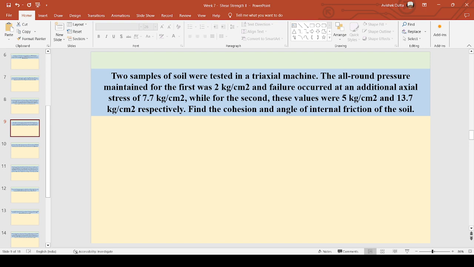I'll repeat the question once. Two samples of soil were tested in a triaxial machine. The all-round pressure maintained for the first was 2 kg per centimeter square and failure occurred at an additional axial stress of 7.7 kg per centimeter square. While for the second, these values were 5 kg per centimeter square and 13.7 kg per centimeter square respectively. Find the cohesion and angle of internal friction of the soil. Next question.